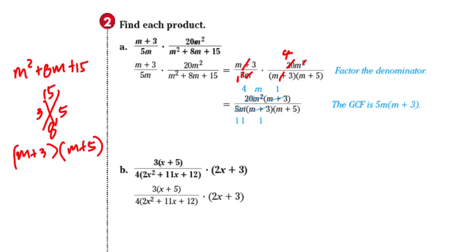So from there you end up with 4m right there, all over m plus 5. Okay, let's take a look at the letter B. We have 3 times x plus 5 all over 4 times quantity 2x squared plus 11x plus 12 times 2x plus 3.